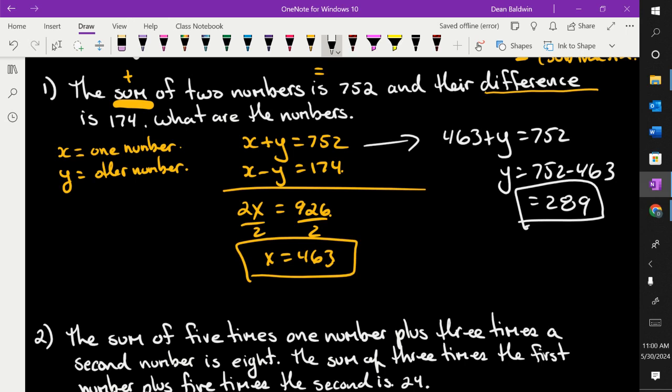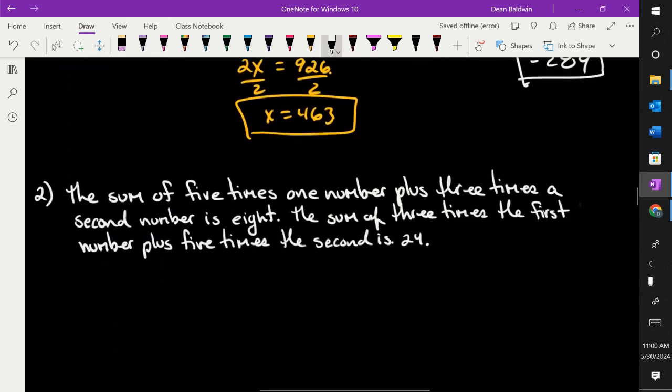Those are the only two numbers, given the parameters that we have. Okay? So your whole goal is to make two equations. All right? If you see the word sum, that means adding. If you see the word difference, that means subtracting. And if you see is, that means equals. Okay? All right. Now we're going to up the level. Copy this question down, please.